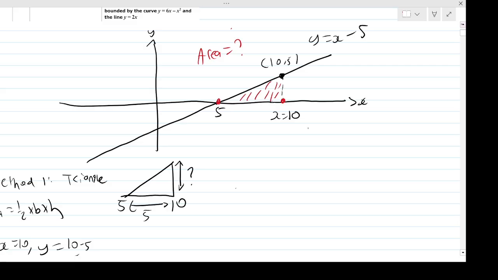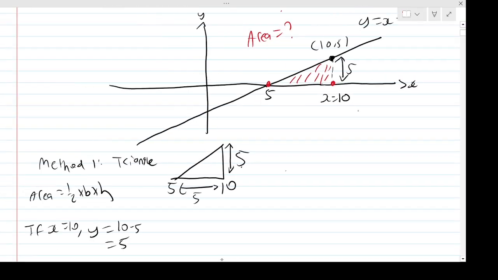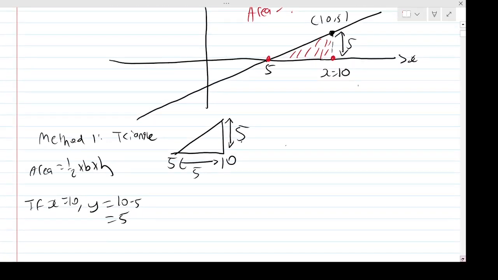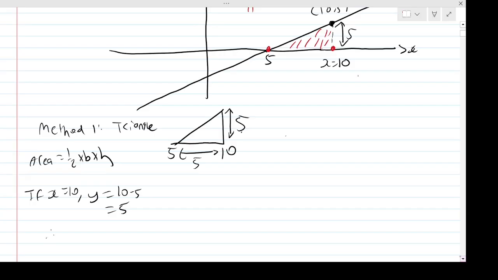So now we know what the height is. The height is how far up in the y direction we've gone. Here y is 0 at the base, and here y is 5, so how far we go up is 5. So now we've got a height which is also 5. Therefore our area is a half times base of 5 times the height of 5. That'll be 25 over 2, and that's my area.